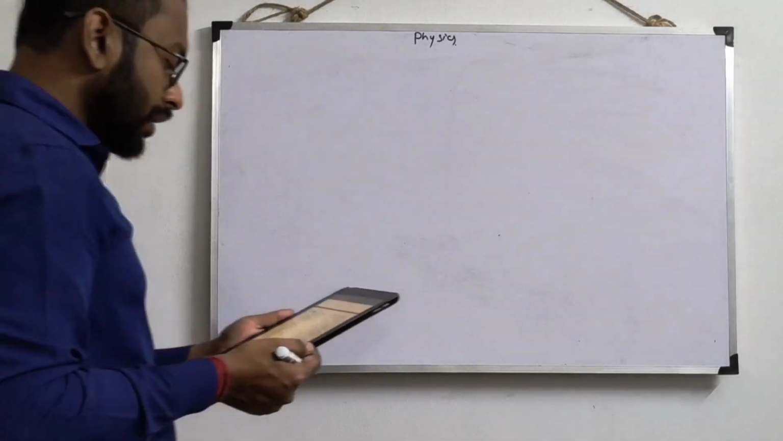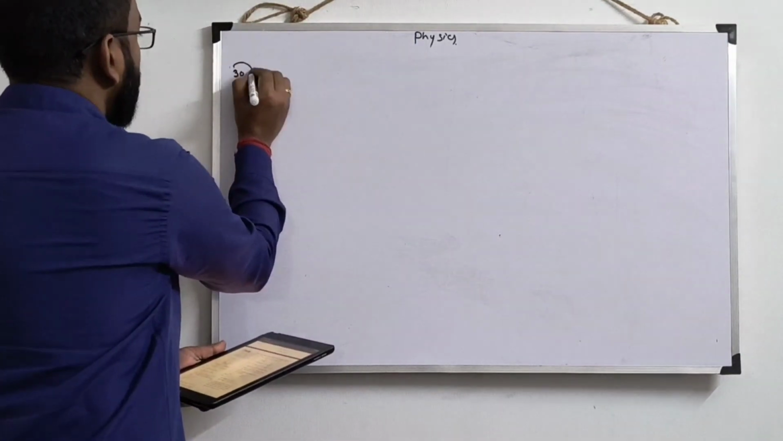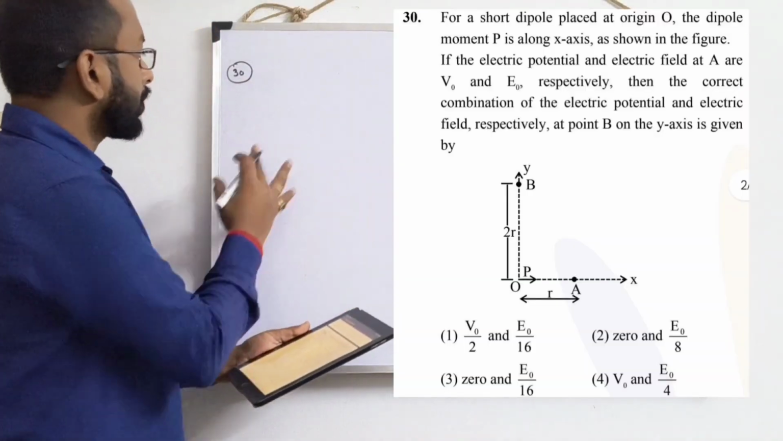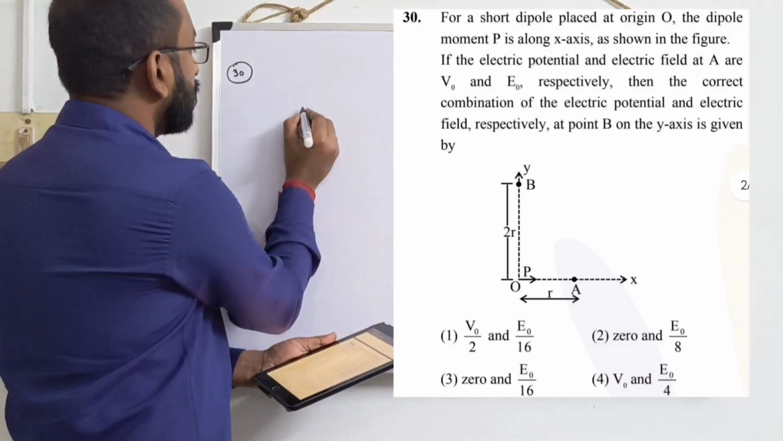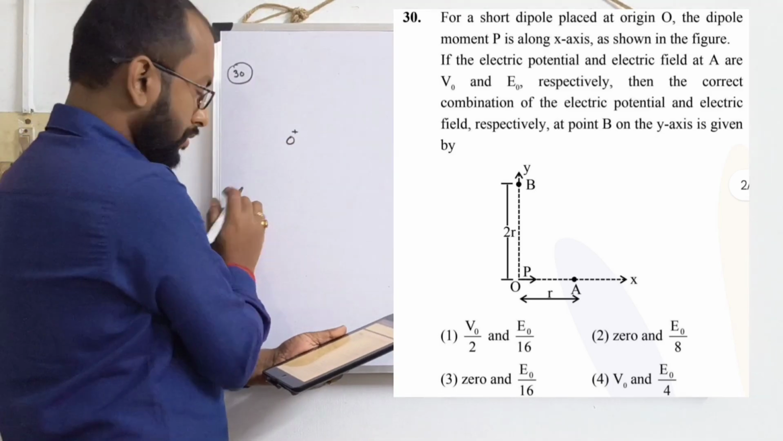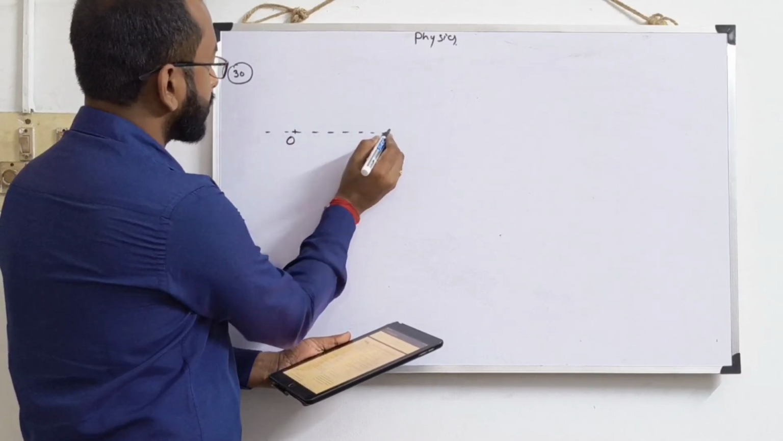Now they are asking the next question from electrostatics. It is a dipole related question. Short dipole placed at origin. Okay, I will first draw the diagram. One dipole is placed at origin here, O, and its axis is like this, along x axis.